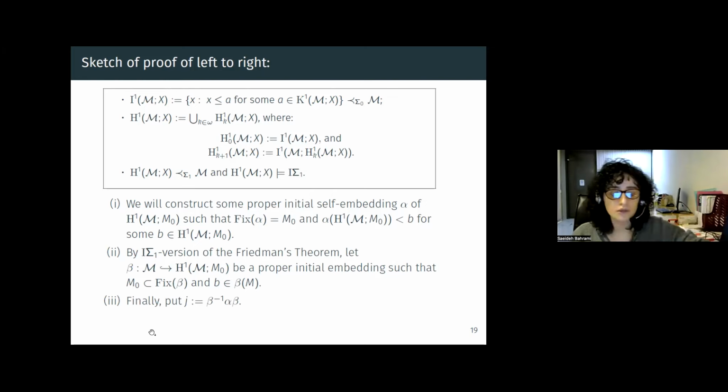As a result, since this B is in the image of beta, and it is an upper bound for the image of alpha, we can talk about this, and this is a well-defined initial self-embedding, and it is easy to see that the set of fixed points of J is exactly equal to M0. So the main part is constructing this alpha.